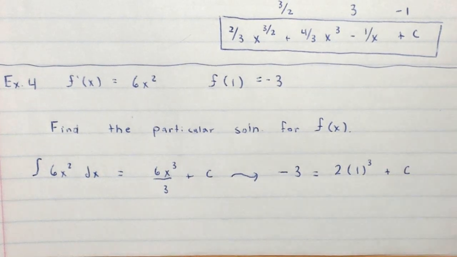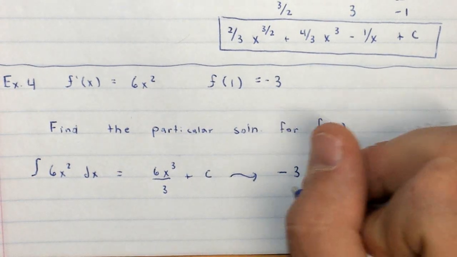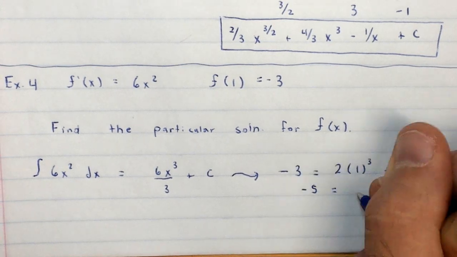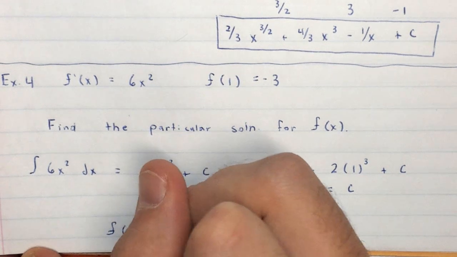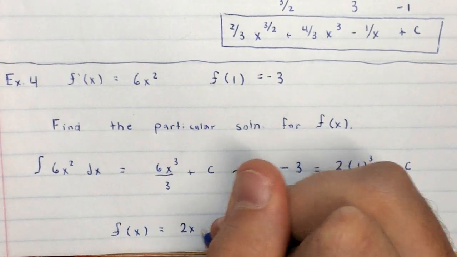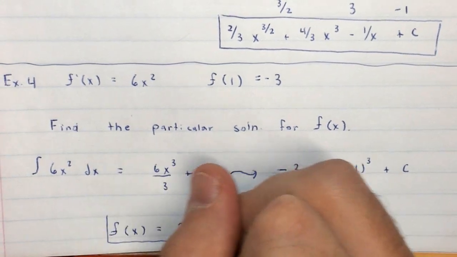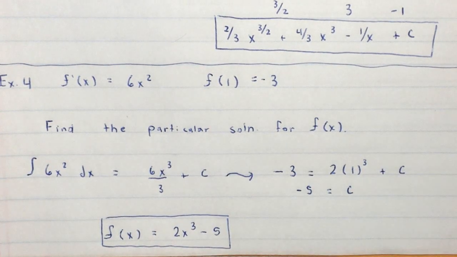1 cubed is 1 times 2 is 2. Move that 2 over. That's going to be negative 2. Negative 3 minus 2 is going to give me negative 5. So my particular solution for f of x is going to be 2x cubed minus 5. Everyone with it? All right.